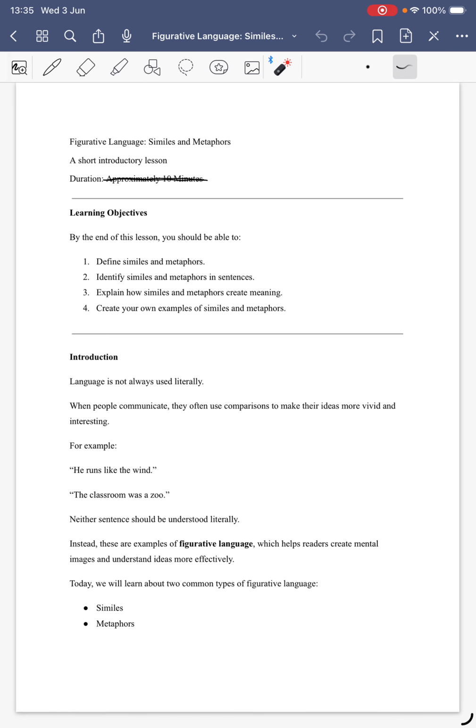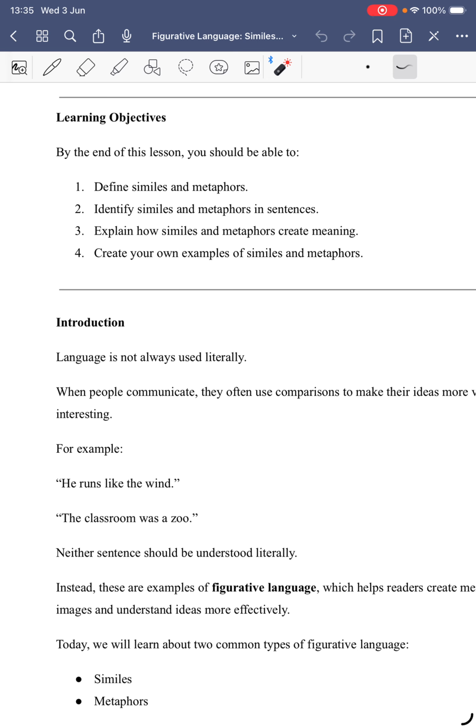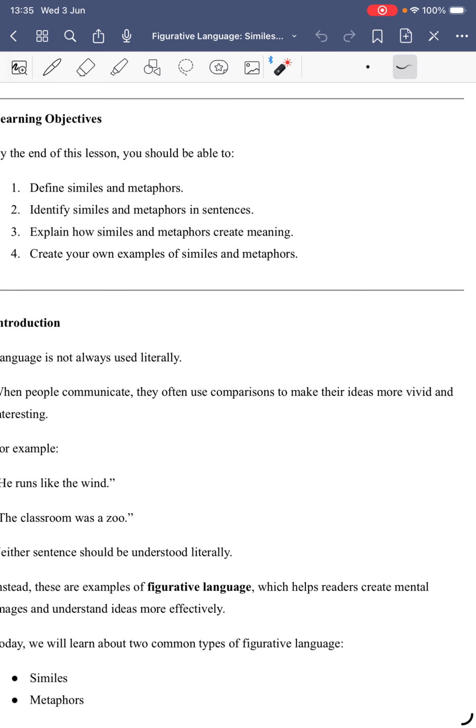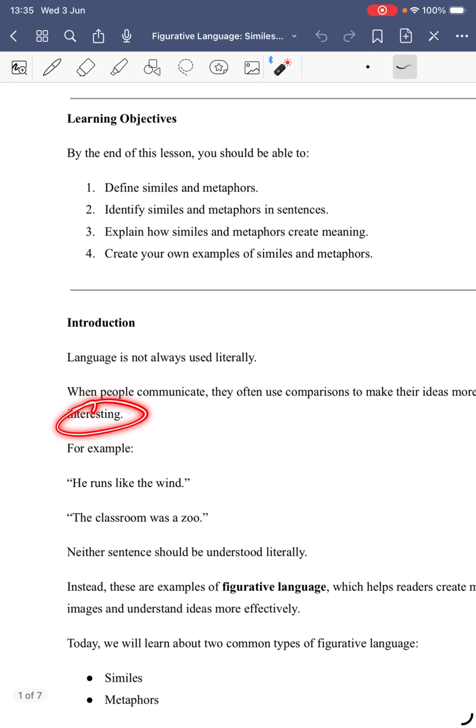So, language is not always used literally. What does that mean? When we say a word or a sentence, we don't always necessarily mean what the words literally say, because when people communicate, we often make comparisons to make our ideas more vivid and interesting. That kind of makes sense, right? Imagine seeing someone speaking very boringly, then you don't want to hear anymore, right?